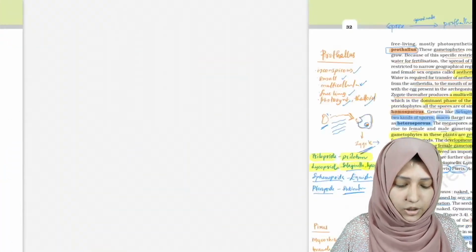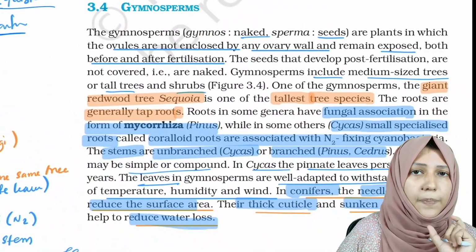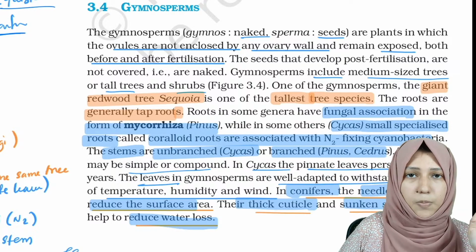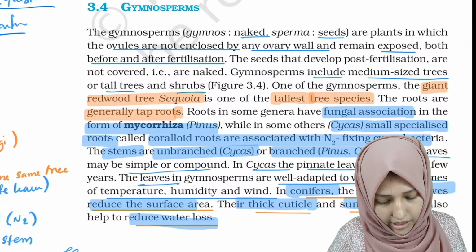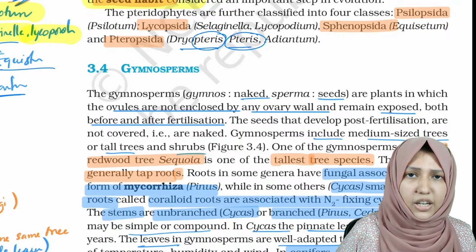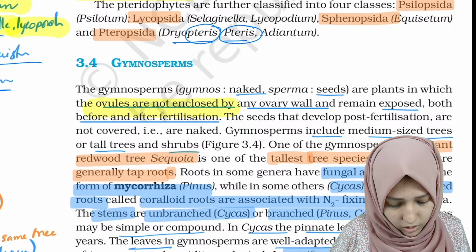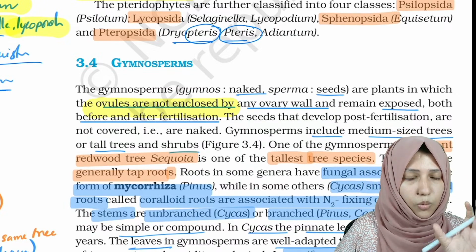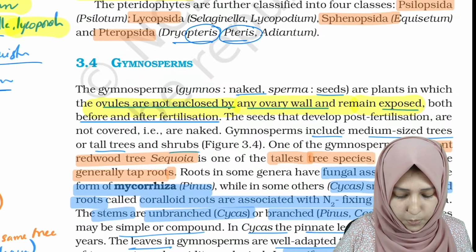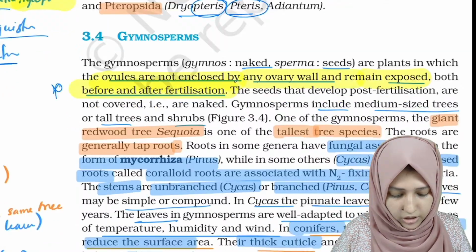Now let's go fast into Gymnosperms. Gymno means naked, and sperms means seeds. Gymnosperms means naked seeds. The seeds are not covered by an ovary wall. Ovules, which means the seeds, are not covered by any ovary wall and remain exposed before and after fertilization. This is an important point to be noted. Underline this in your NCERT.